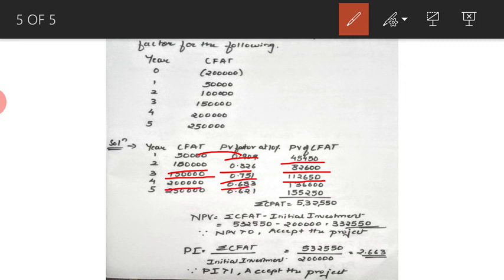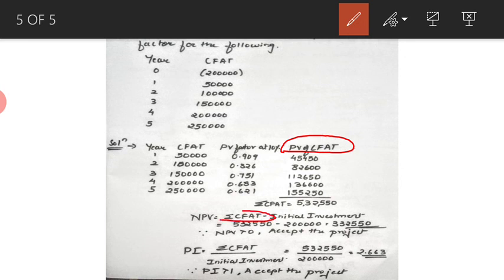1,12,650. 2 lakh into 0.683 gives you 1,36,600, and 2,50,000 into 0.621 gives you 1,55,250 rupees. Okay, so we have got the present value of cash flows after tax. Now what is the formula of NPV? It is summation of present value of cash flows after tax. Okay, so how do we get the summation of present value of the cash flows after tax?